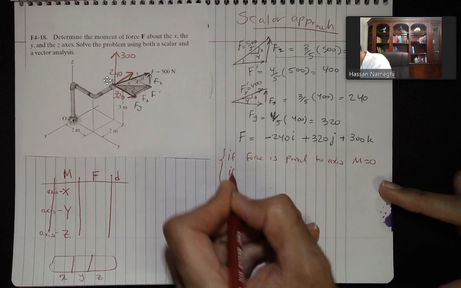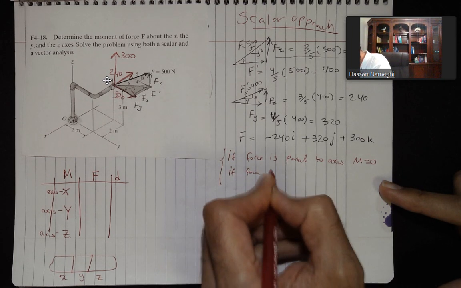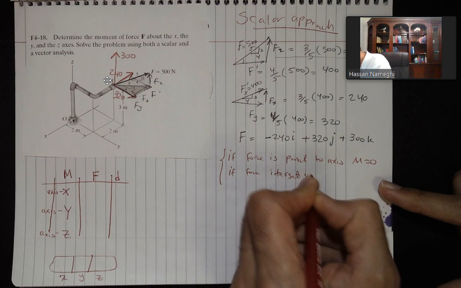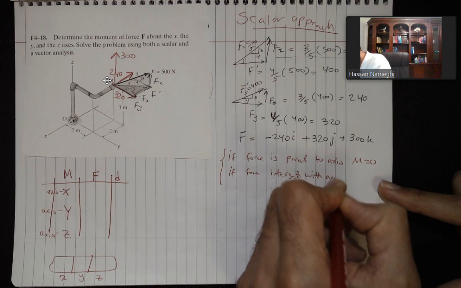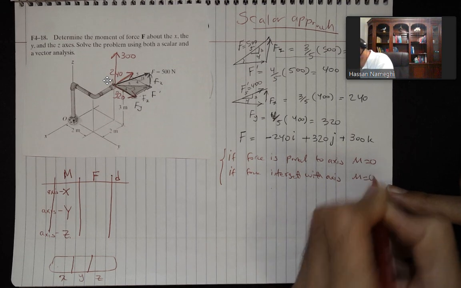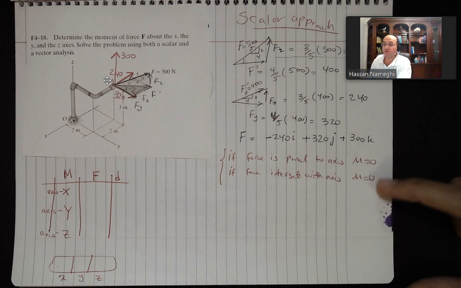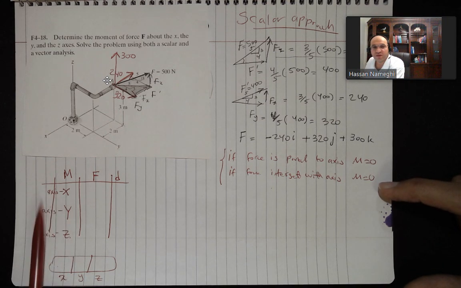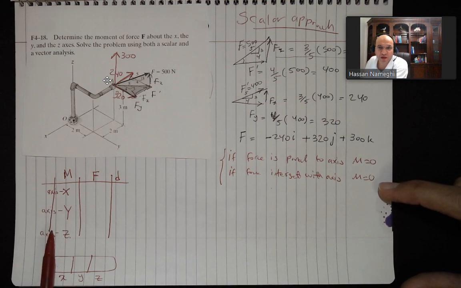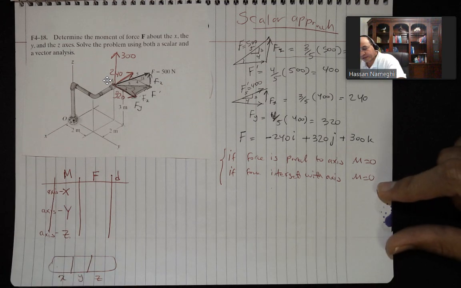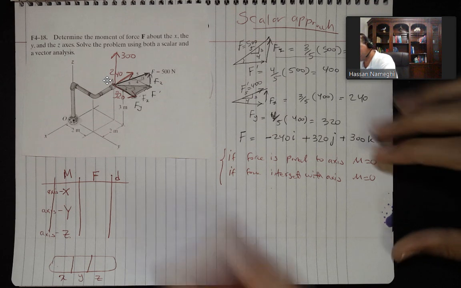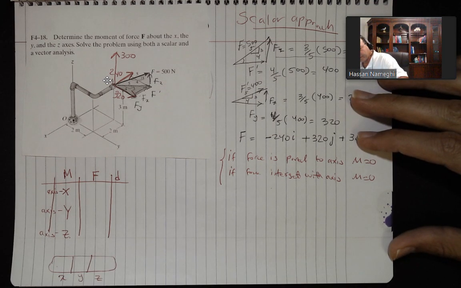And then, if the force intersects the axis, the moment is 0. So this will help me a lot in my calculation. These two rules, and then some drawing that I have here, will be helping me as well. So let's look at here. I need to create a table and I need to consider all those combinations. So what are those combinations?